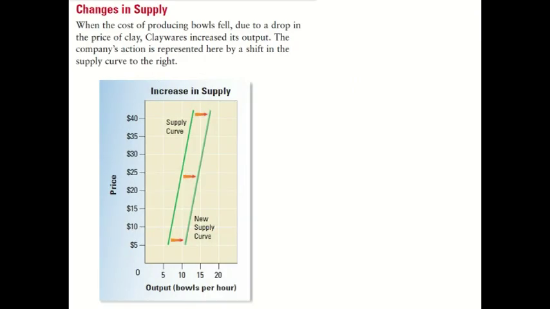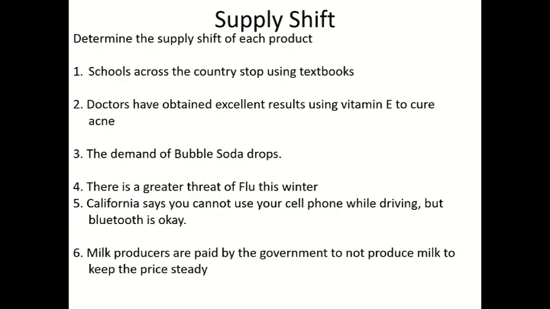But just moving on, changes in supply. So let's take a look at supply shifts. Schools across the country stop using textbooks. What are you going to expect the supply to do? It's going to drop and go off to the left. This will make more sense if you sketch out a graph on a piece of paper, draw a supply curve, and then just watch it go one way or the other.